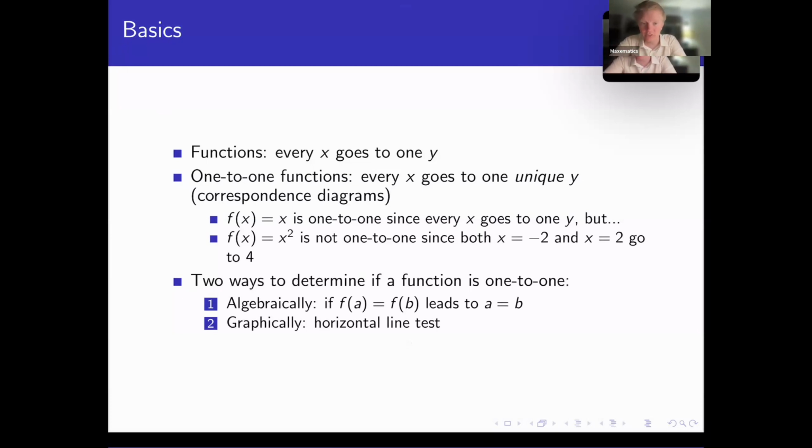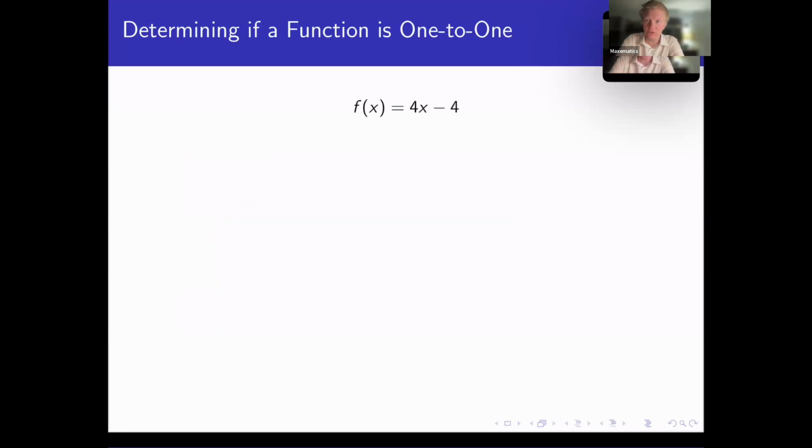Now, the big thing here to note is that a function can be a function, and it might just not be one-to-one. That's totally okay. We'll come to what that means to not be one-to-one in just a moment, but just because something isn't one-to-one doesn't mean it's not a function. It just means it's not a one-to-one function. So just something to keep in mind. So let's just do some examples of determining if something is one-to-one. So let's say we have the function 4x minus 4.